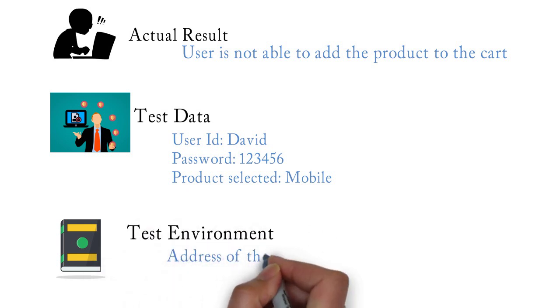The next component is test environment. The environment that the tester has used for testing this functionality, those details should be given in this section. So in our case, it can be the address of the website.